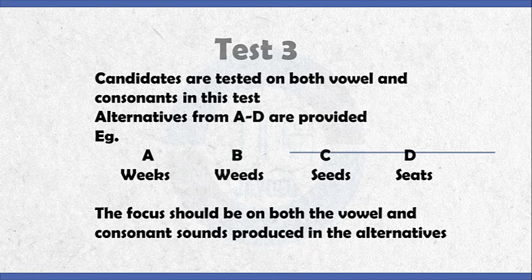Test 3. In Test 3, candidates are tested both on vowel and consonant sounds. There are 4 alternatives provided in this test, lettered A to D. Candidates are supposed to identify among a group of words that may differ in 2 sounds, that is, 1 different vowel and 1 different consonant. Example: weeks, weeds, seeds, seats. If you are asked to identify the word seeds, then your correct answer will be C.